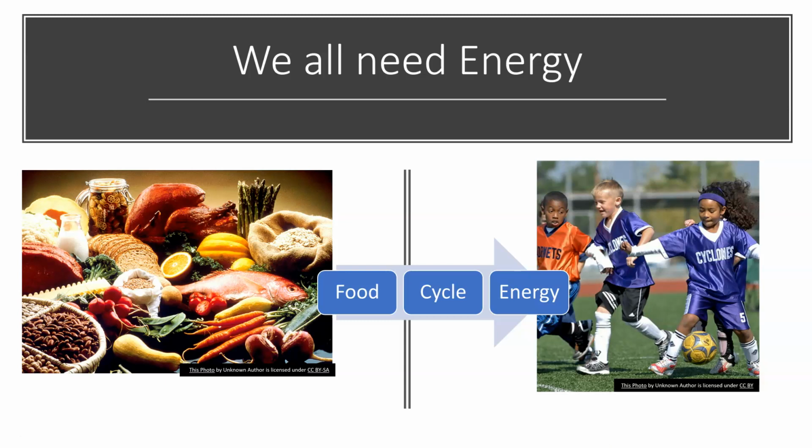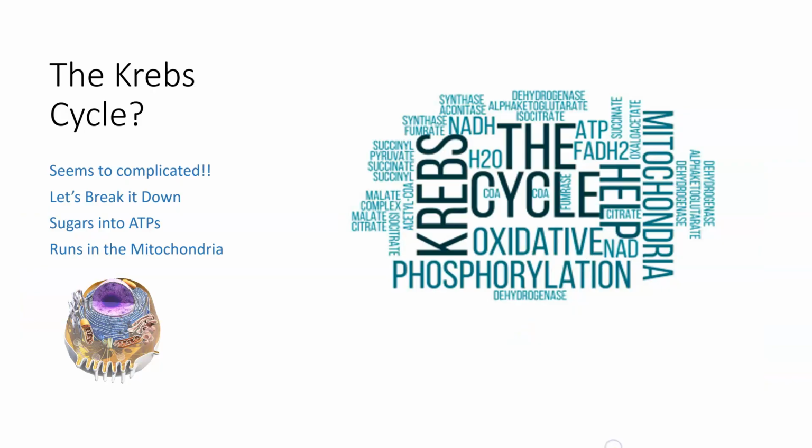So we all need energy, and we get energy from the food we eat. And the Krebs cycle is one of the cycles that does this. So it seems very complicated. The words are hard to say, at least I find them hard to say. And I'm going to try to break it down and make it simple.